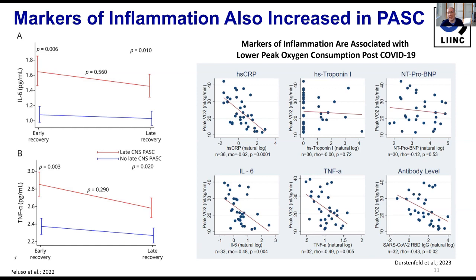And this has been shown out to almost 8 months now, that there are persistent dysfunctions in peak oxygen consumption, and that they correlate with inflammatory markers such as IL-6, CRP, TNF alpha. Again, the higher these markers are, the lower the peak oxygen consumption. So these are associations, but they suggest that there's still physiologic dysfunction that happens over time.